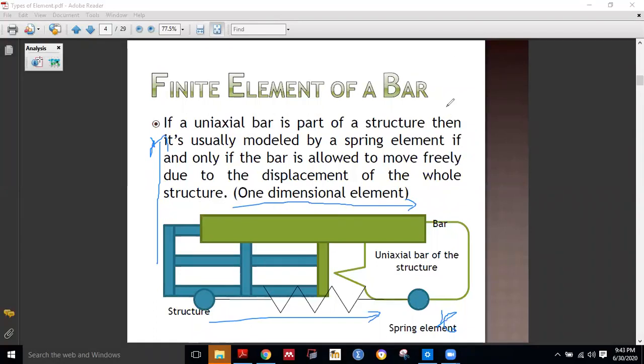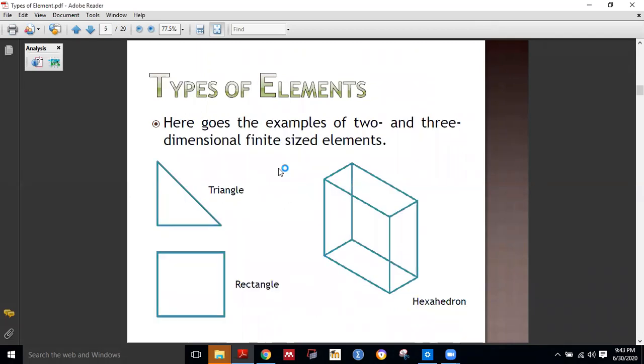See, why I am telling this is because there are some conditions for considering every element, whether it is 1D, 2D, or 3D. Accordingly, we are going to categorize the given structure into our finite element. So I will move towards the next slide. These are the types of elements.